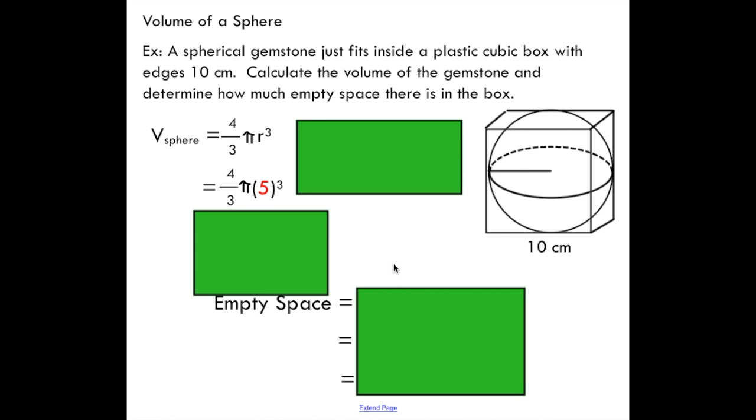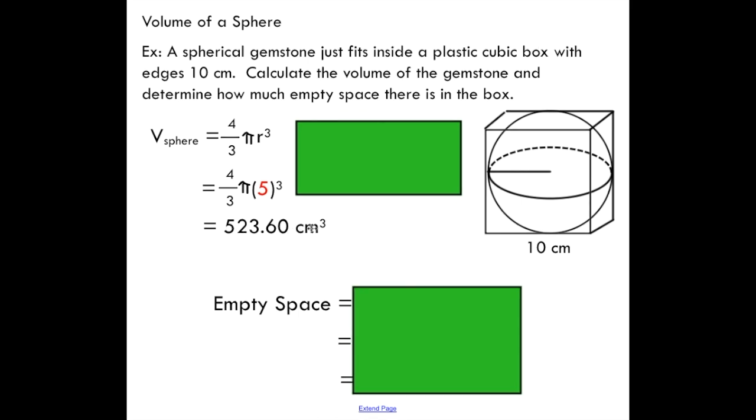So we're going to plug in 5 into our formula, and we're going to cube that. What our formula tells us to do is multiply by pi, and then you're also going to have to multiply by a fraction. You're going to end up with 523.60 centimeters cubed. Okay, so that's going to be the volume of our spherical gemstone.